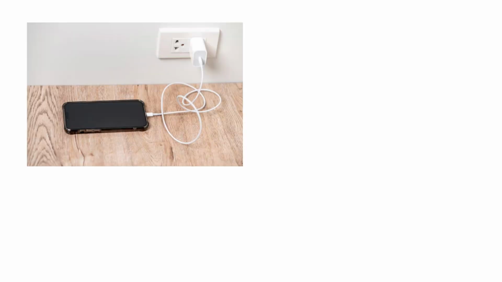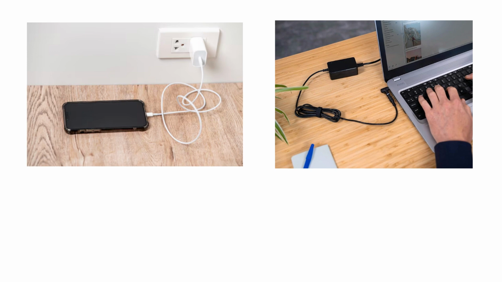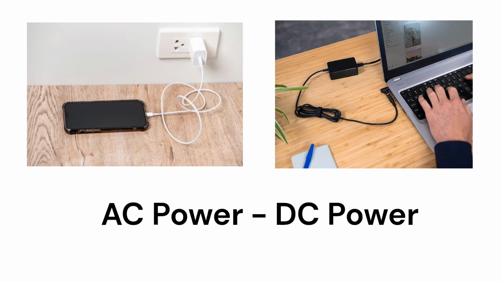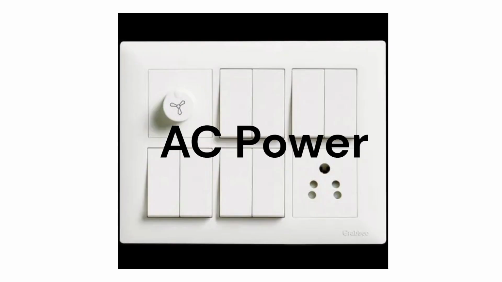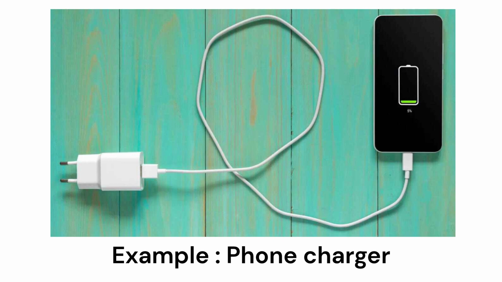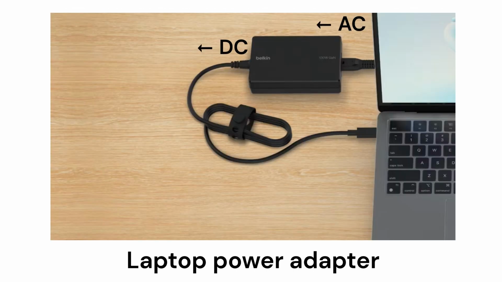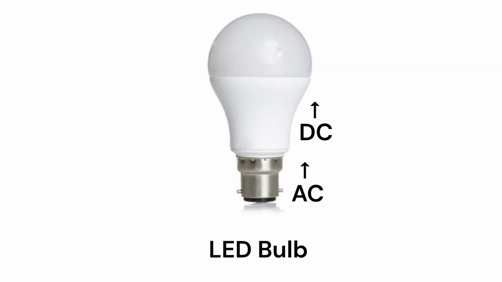The devices we use in our home, like the mobile phone charger and laptop's power adapter, convert the AC power to DC power, and then they charge the devices. It means the power we get into our homes is AC power supply. But depending on the function and type, the devices first take the AC supply and convert it to DC supply, such as mobile phone chargers, laptop power adapters, LED bulbs, and televisions.